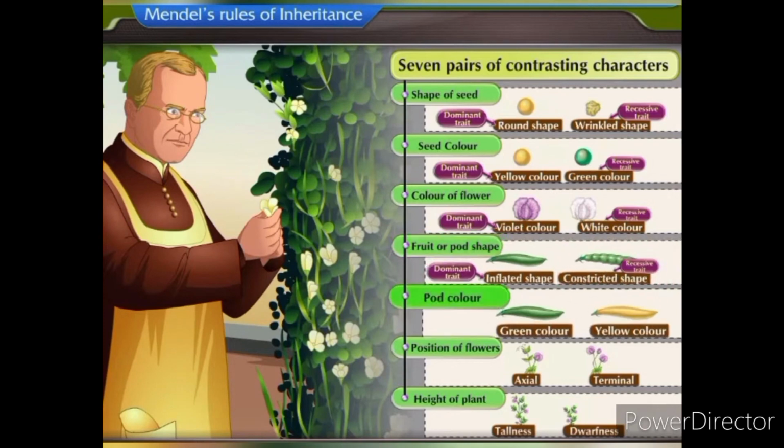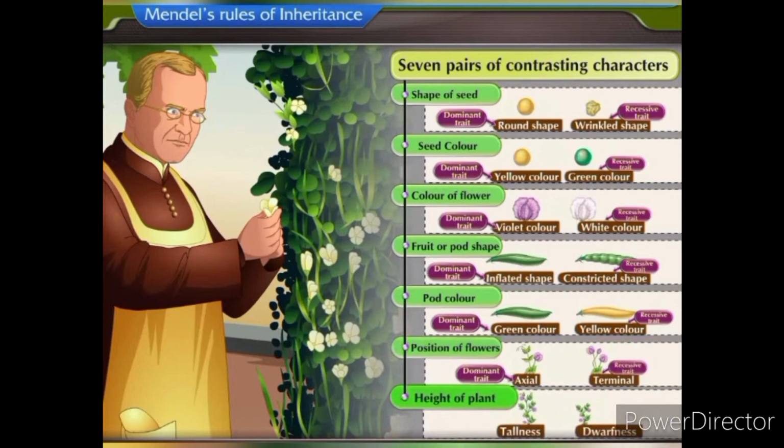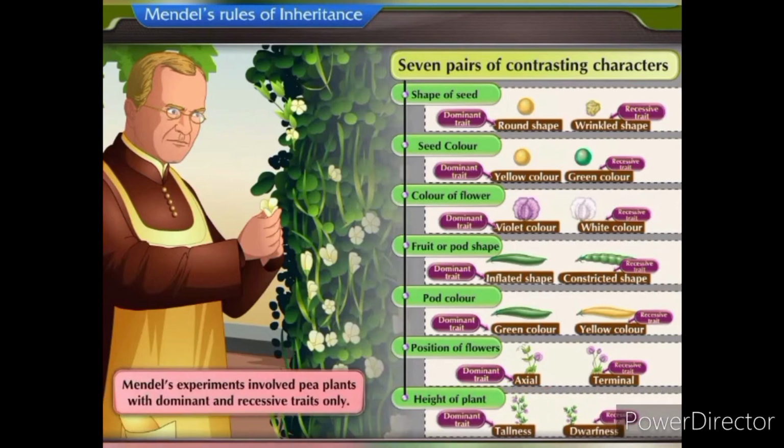In terms of pod color, green color is dominant and the yellow color of pod is recessive. With respect to position of the flower, axial position is a dominant trait, while terminal position of a flower is a recessive trait. When we consider the height of stem, tallness is a dominant trait, while dwarfness is a recessive trait. Mendel's experiments involved only pea plants with dominant and recessive traits.